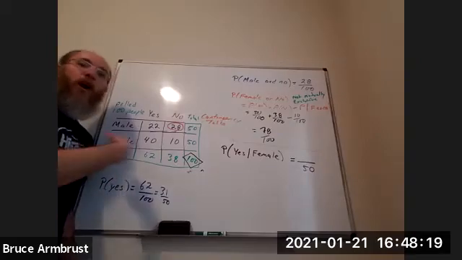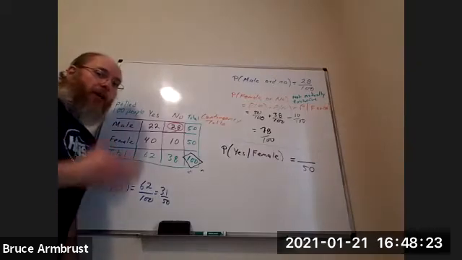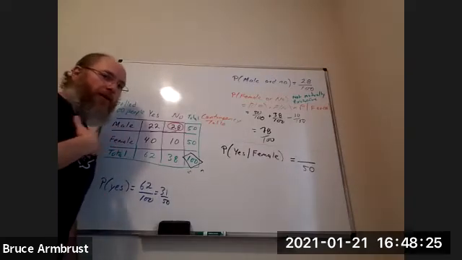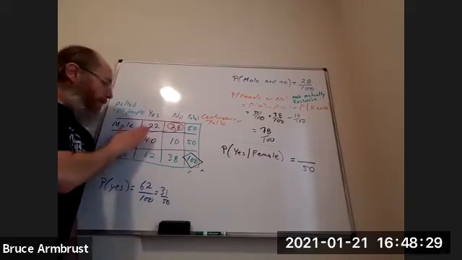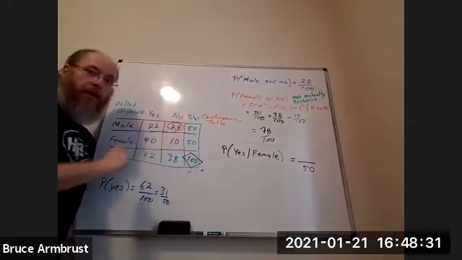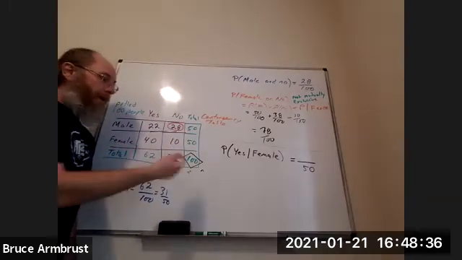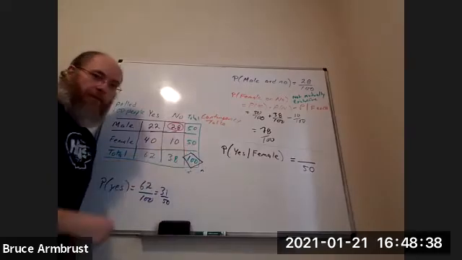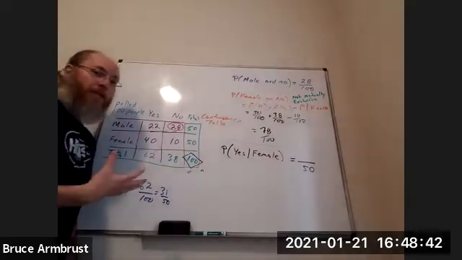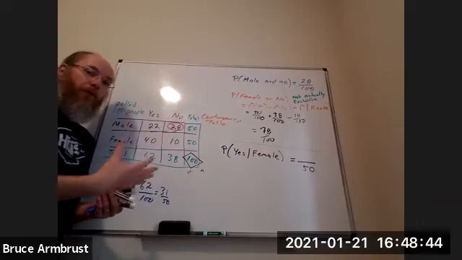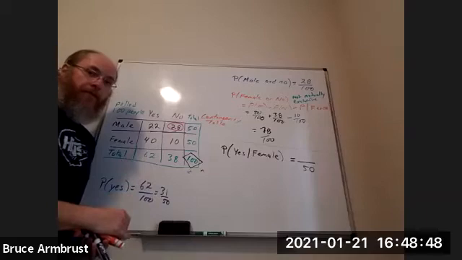Because I don't have all 100 anymore. I've already said the person I was talking to was a woman. So we ignore all the men. I don't care what happened with the men. I'm only concerned with the women. And I know that the women, there were 50 of them. So that restricted, right? I went from my 100 total people down to just 50 females.